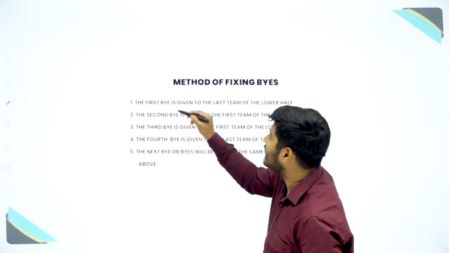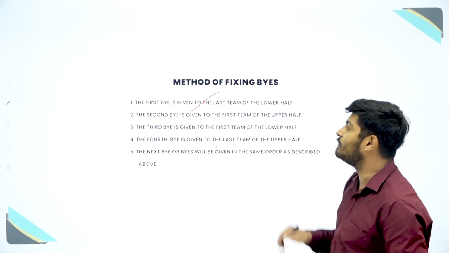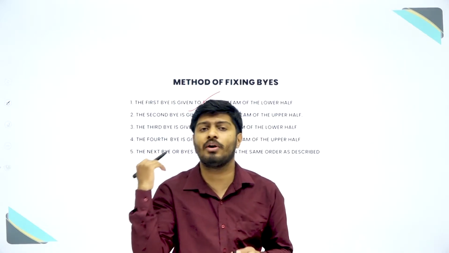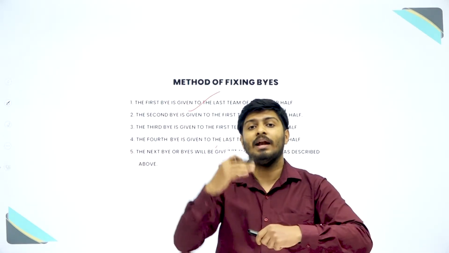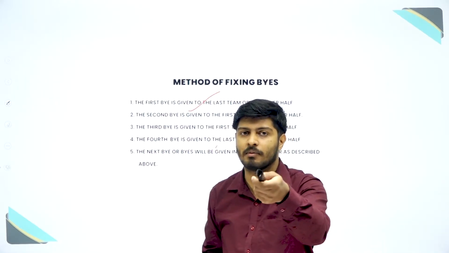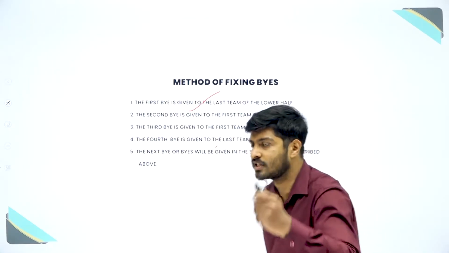The first rule is, the first bye is given to the last team of the lower half. Now don't get confused by lower half or upper half. I already taught you. For example, if you have 15 teams, you have to divide the whole 15 teams into the upper half and lower half. The formula you already know, (n plus 1) by 2, and for the lower half, (n minus 1) divided by 2, right? So that's the formula for that.